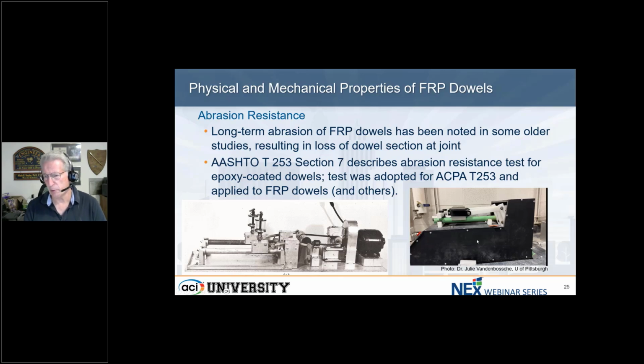The photo on the right comes from the University of Pittsburgh. Dr. Vandenbush there provided this. They have developed an apparatus, and they have a second one on loan from American Engineering Testing up in St. Paul, Minnesota. They're doing a lot of abrasion testing there on different products.